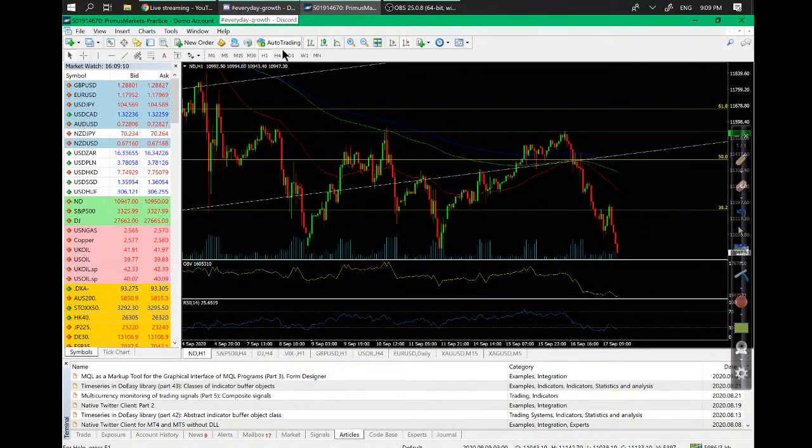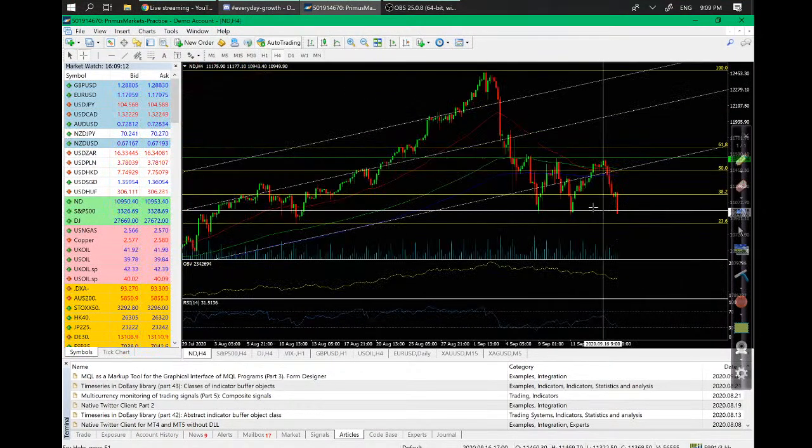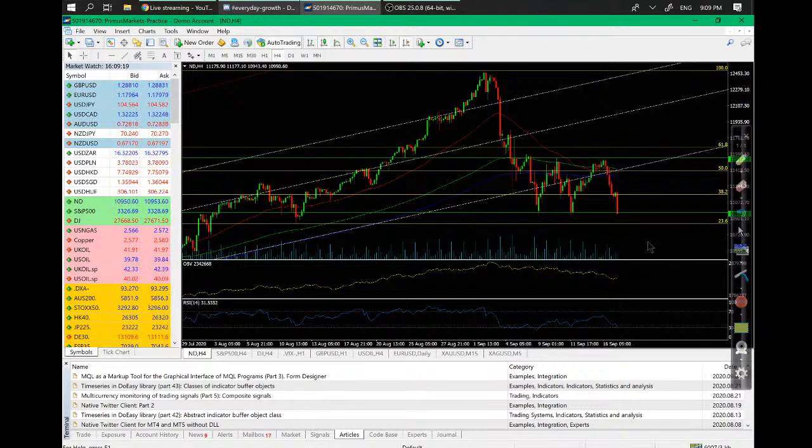Oh, this might get ugly very quickly here. If Nasdaq breaks this, it will get very, very ugly. Let's see if we get a bounce here, because this is going to get very ugly if we break.